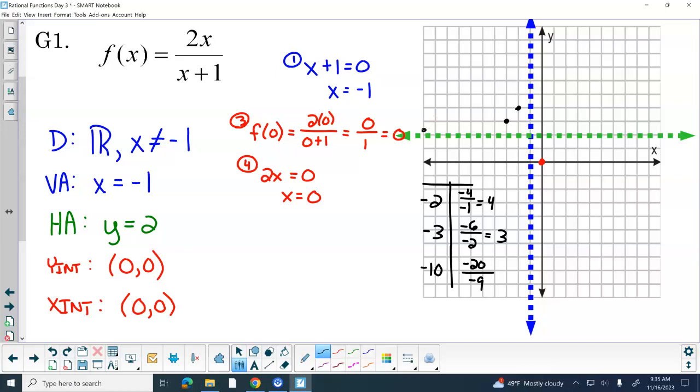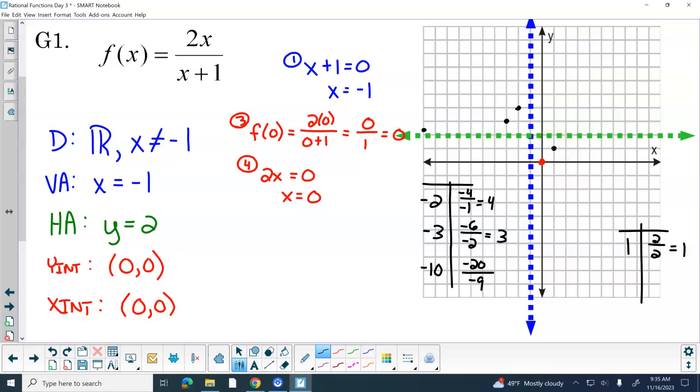Okay? Then I go over to this side. Now, luckily for us, we already have a point on this side. We have the origin. That was our 2 intercepts. So I can go right to the point 1. 2 times 1 is 2. 1 plus 1 is 2. 2 divided by 2 is 1. So I go through the point (1, 1).